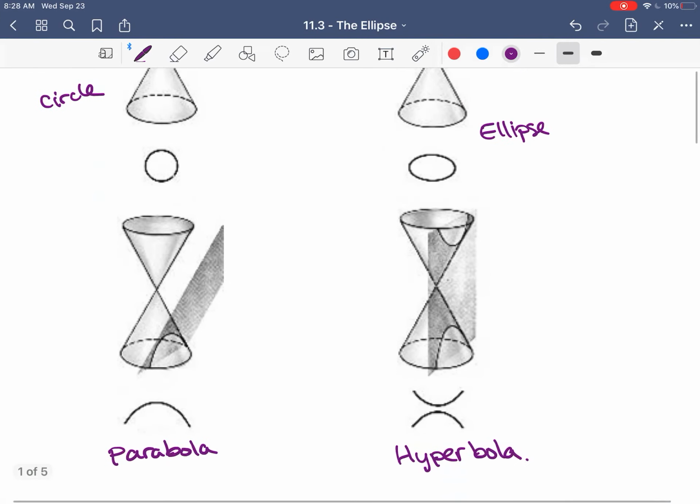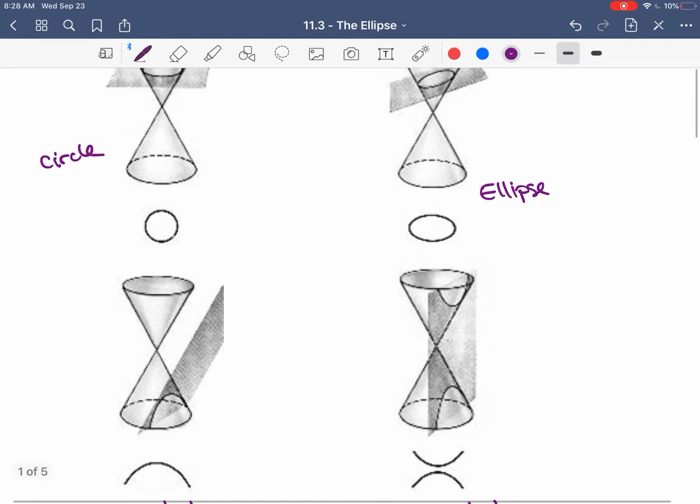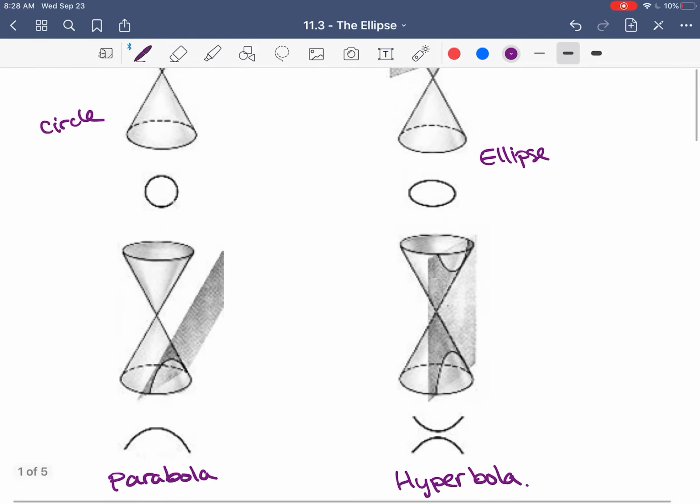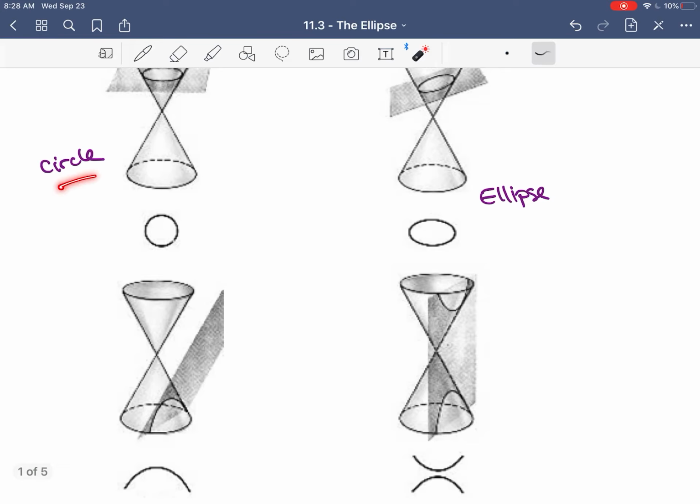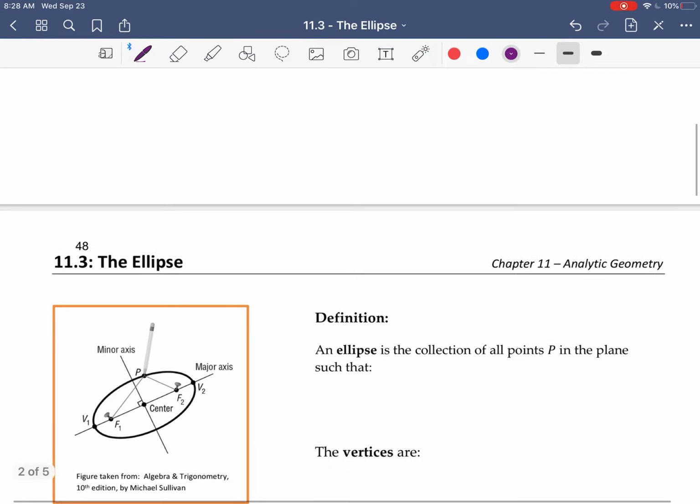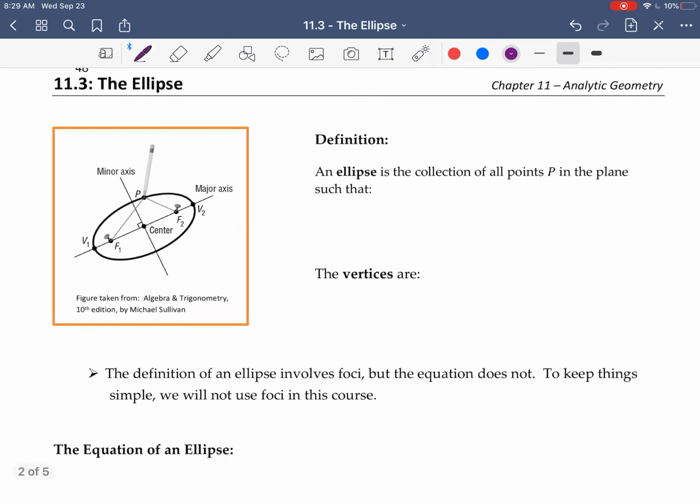In this class, we are going to talk about parabolas eventually, and you've probably seen those before. We already talked about circles, so now we're going to talk about ellipses. So the definition for an ellipse, we have a little picture here that was taken from the textbook. I'm going to tell you the definition and then we'll talk about it a bit.